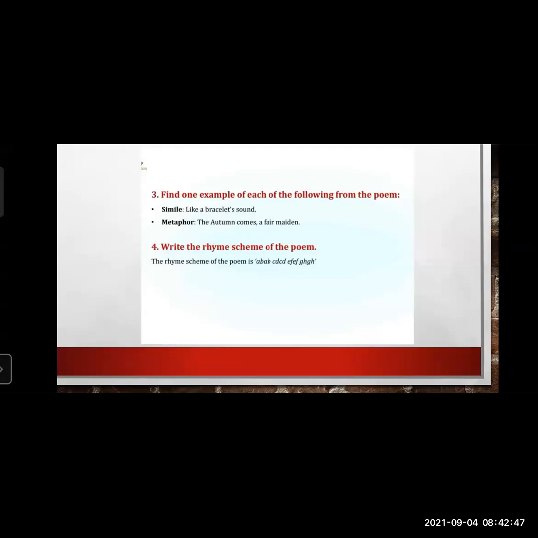Then the fourth question is, what's the rhyme scheme of the poem? The rhyme scheme of the poem for a particular stanza, we can say it like that. The rhyme scheme of the poem is a b a b c d c d e f e f g h g h. Remember students, while you are writing the rhyme scheme, you just have to use small letters. Don't use capital letters for the rhyme scheme.